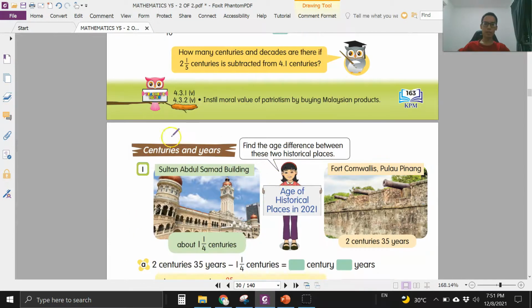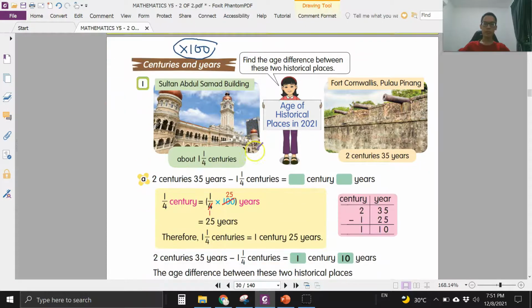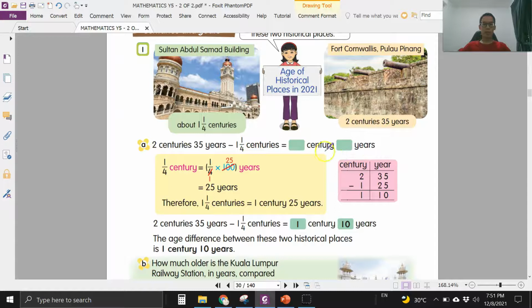Let's look at the last one. Century, 1 century is 100 years. Okay, so you have to times 100. Now this one, the question is asking for centuries and years. So the unit is already correct. You just have to change this one. So 1 century in front, 1 over 4, I times 100 years, divide 4, I get 25 years. So it's 1 century, 25 years. So 2 centuries, 35 years minus 1 century, 25 years, we get 1 century, 10 years.